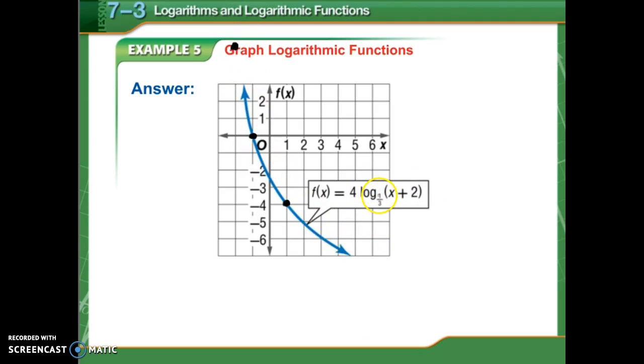This is obviously a little bit trickier to do by hand, but I'm always going to let you have access to a graphing calculator while you're working on this. So just make sure you grab a graphing calculator when you have to do the graphing for logarithmic functions.